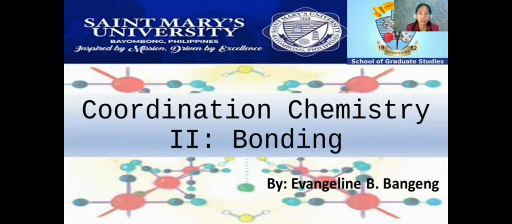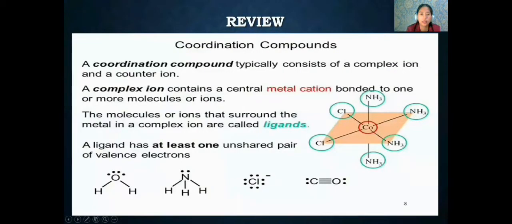Okay, coordination chemistry 2 bonding. So let's have a review first. Coordination compounds. A coordination compound typically consists of a complex ion and a counter ion.